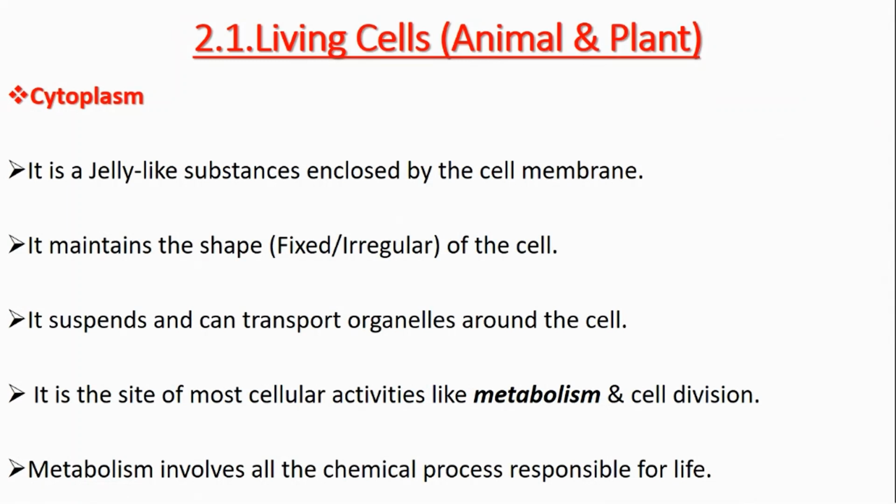Now we are looking at the cytoplasm. The cytoplasm is a jelly-like substance which is enclosed by the cell membrane. As we said, the cell membrane encloses the cytoplasm. The cytoplasm also maintains the shape of the cell. So whether the cell is fixed like the plant cell or irregular like the animal cell, it depends on the cytoplasm. It also suspends and transports organelles around the cell. As we saw, our organelles were in the cytoplasm, so you can say the cytoplasm holds and can also transport the organelles around the cell. So the organelles can then move around the cell through the cytoplasm.